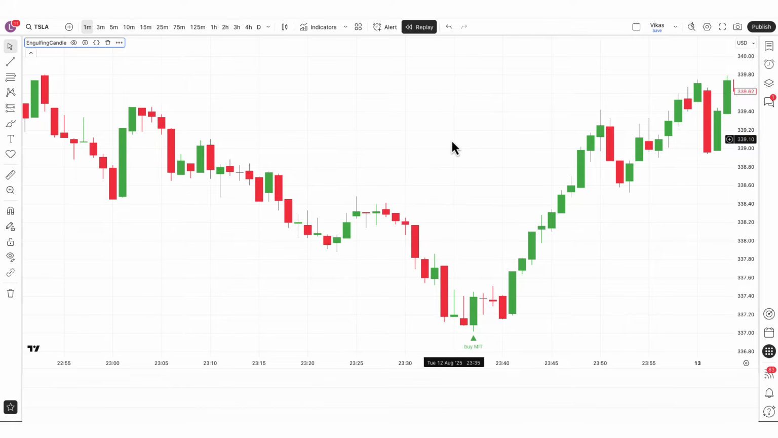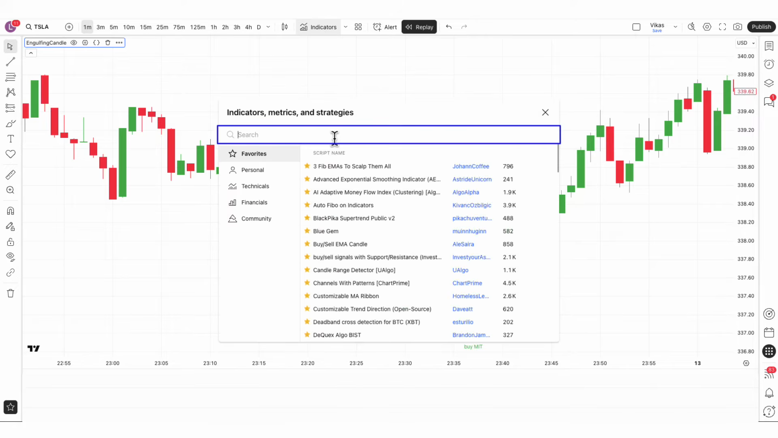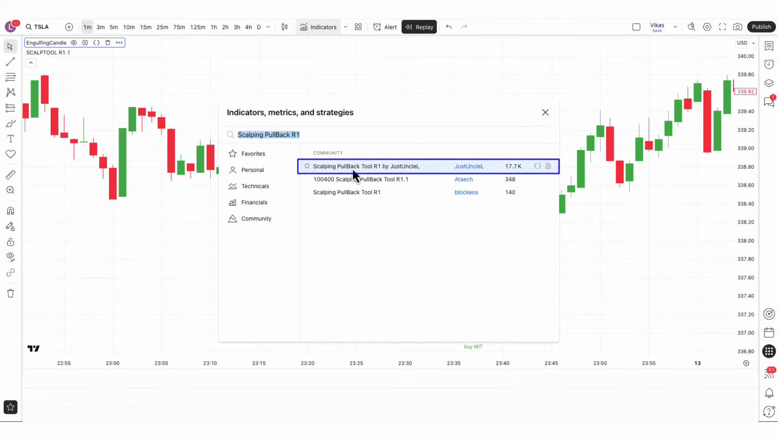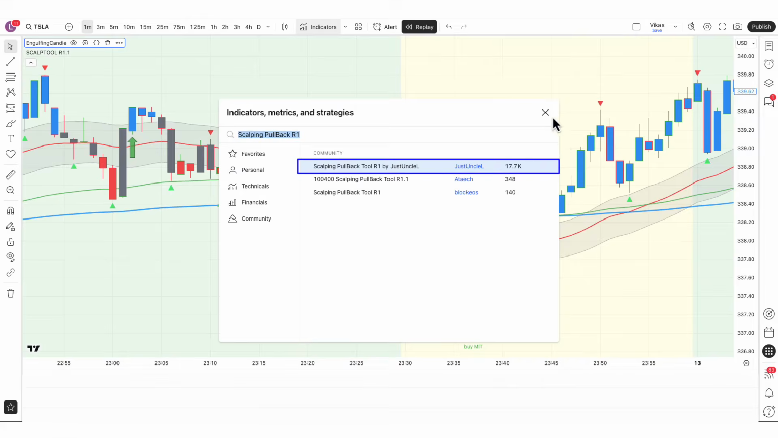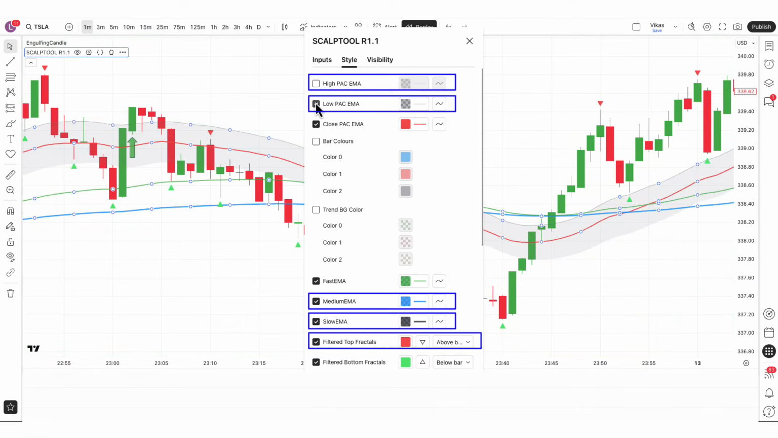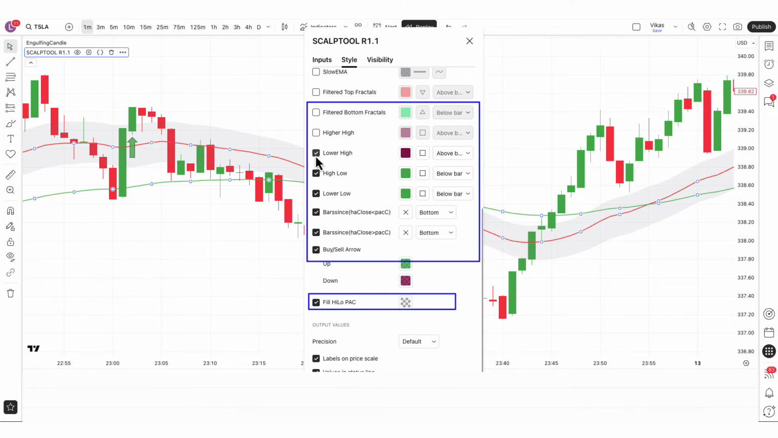After that, we have to apply another indicator on the chart. We will search the scalping pullback indicator in the search box of TradingView. After that, we have to click on the scalping pullback option, in which we have to change some settings. We have to hide this option. We have to hide this option.